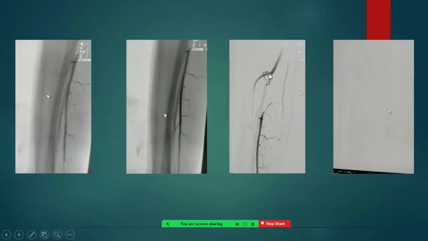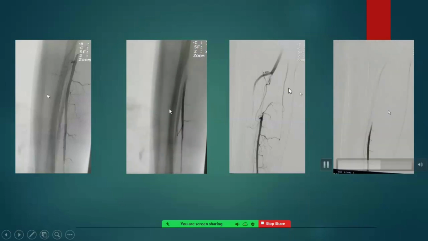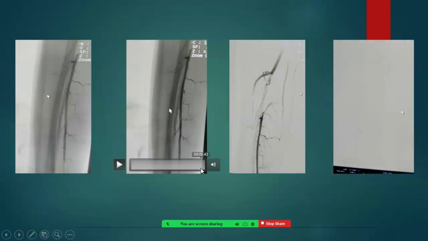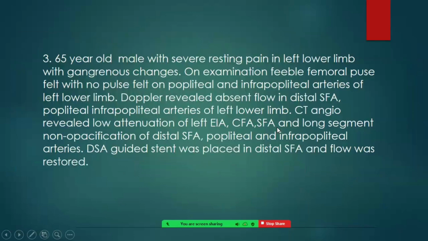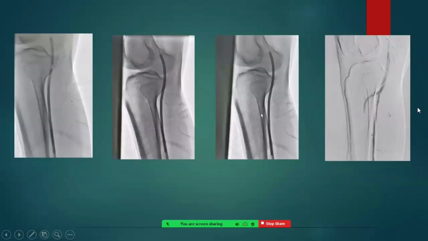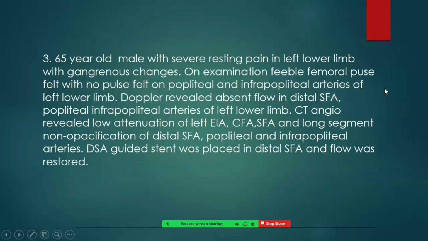Initially this ATA was also not visualized in the previous angio, but now it was visualized. So this balloon angioplasty was done by the retrograde approach. There was adequate visualization of the ATA, and both PTA flowed. The patient healed from the gangrene and his pain was gone.